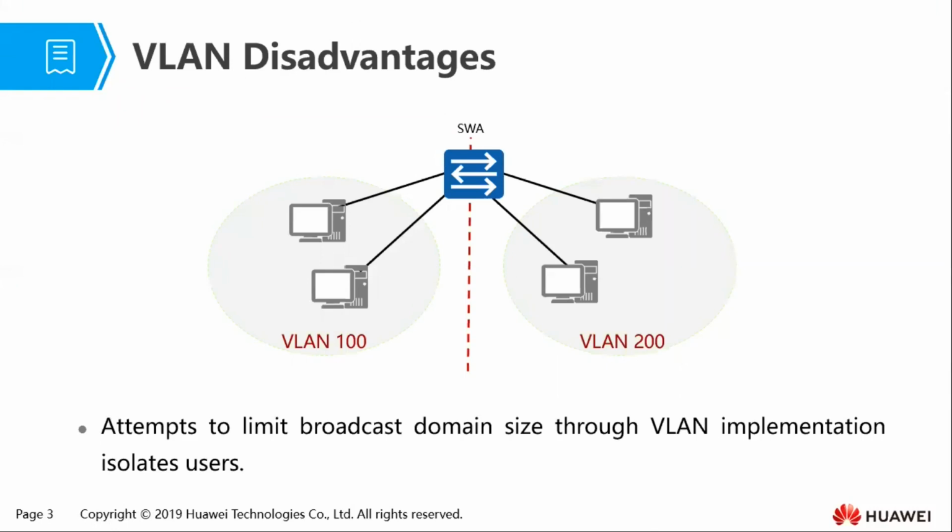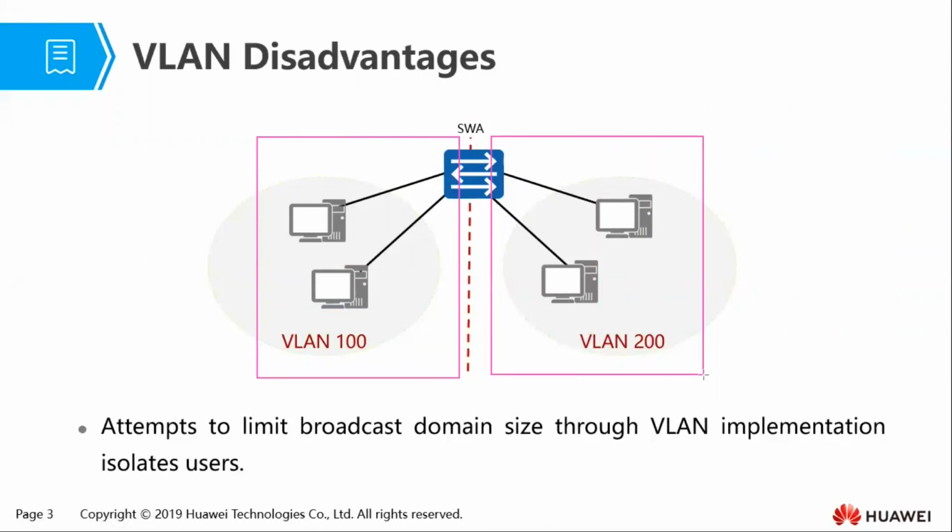So generally, as we must have seen already, when we create VLANs, we isolate users on layer 2. So users that are on VLAN 100 and users that are on VLAN 200 cannot communicate. Why are we creating VLANs? In an attempt to limit the broadcast domain size. I want the broadcast domain to be a little bit smaller so that we can avoid causing congestion in our network. But what's the problem with this strategy? It isolates users.